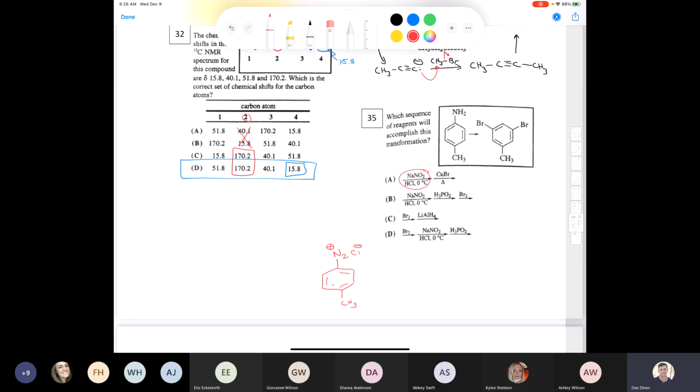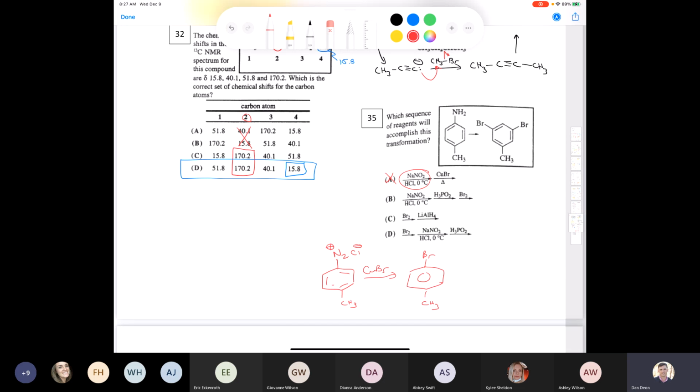I got the diazonium salt, and then when you treat that with cuprous bromide, copper(I) bromide, you would just replace the diazonium with the bromine. So that doesn't help you at all. That doesn't get you anywhere you need to go. The next one is you're taking the diazonium salt and you're diazotizing it.